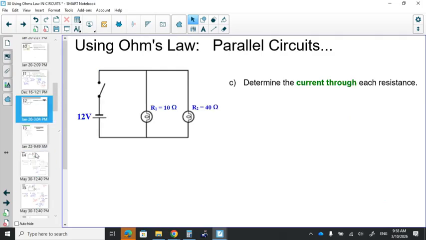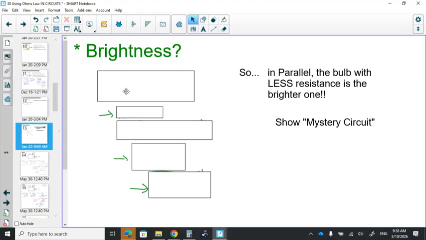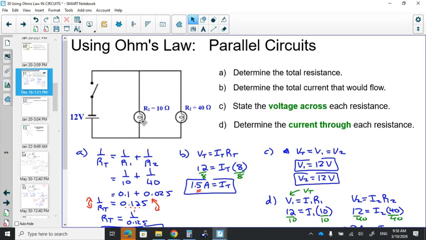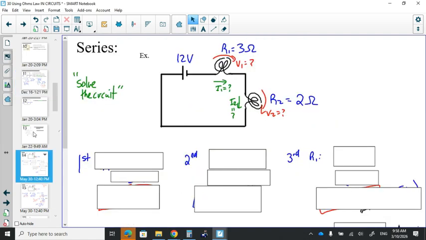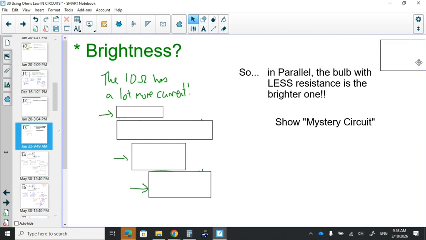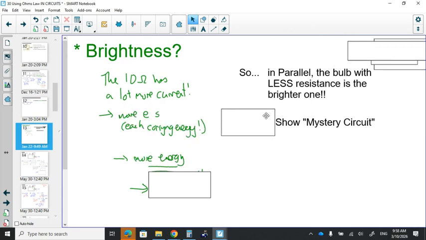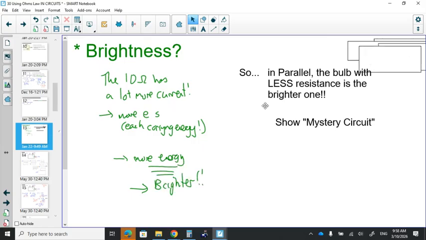So another one for practice there, and then brightness. In this one here, which one's brighter? Obviously here, this one's less resistance. It's going to allow more electrons to flow. It has more current and so on, right? And so in that one there, the 10 ohm has a lot more current, more electrons flow, delivering more energy, and so on, right?